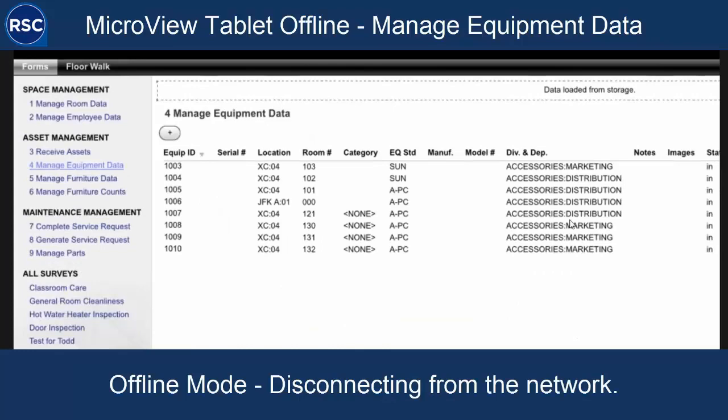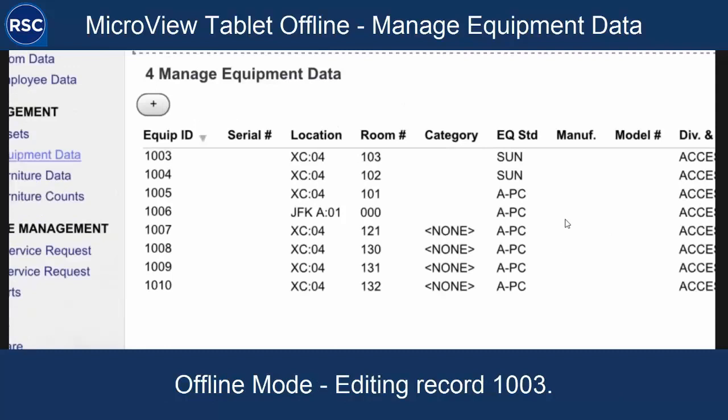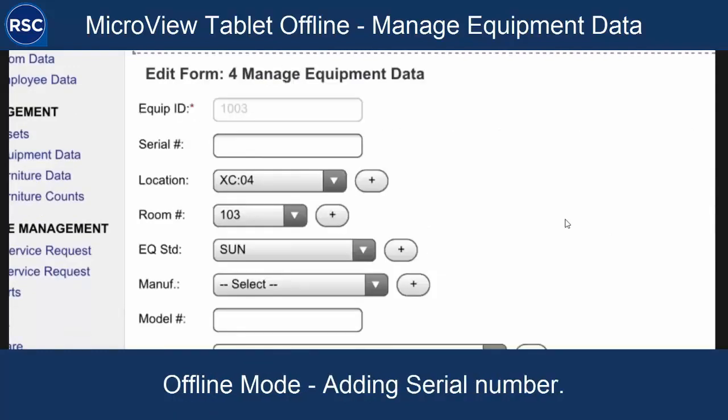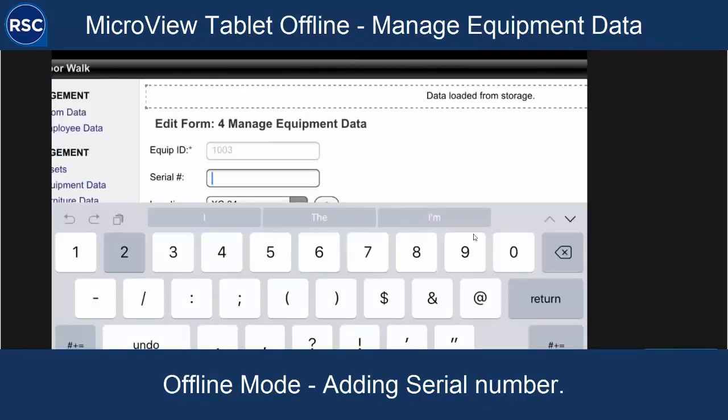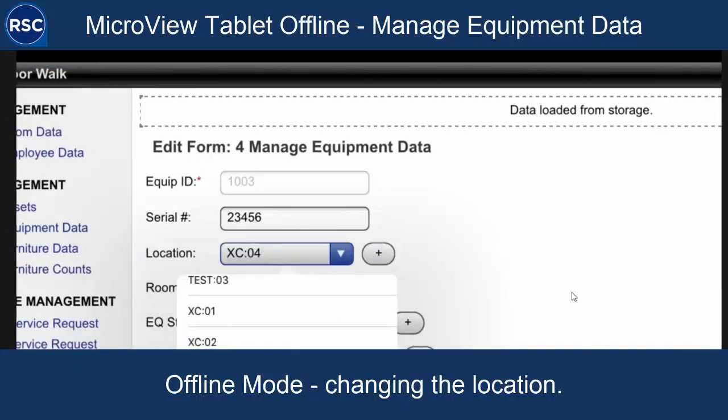And I'm going to disconnect from the network. So I'm going to turn off my network connection here. So we're going to edit record 1003. I'm going to add a serial number for this asset, 23456, and I'm going to change its location. So I'm going to go move it to the HQ building.